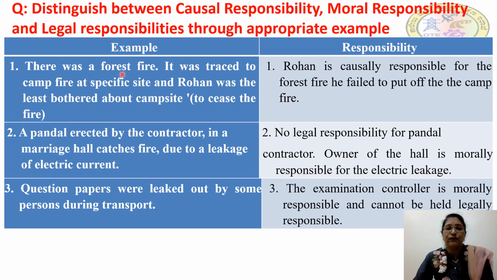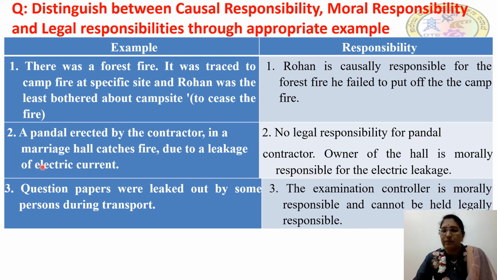First one, there was a forest fire. It was traced to a campfire at a specific site, and Rohan was the least bothered about putting out the fire at the campsite. So Rohan was the actual person in charge of that, but he was not able to put out the fire. So what type of responsibility is this? Here you can see that Rohan is causally responsible. So causal responsibility applies. For this cause, that is the fire in the campsite, Rohan is causally responsible, because he failed to put off the campfire.